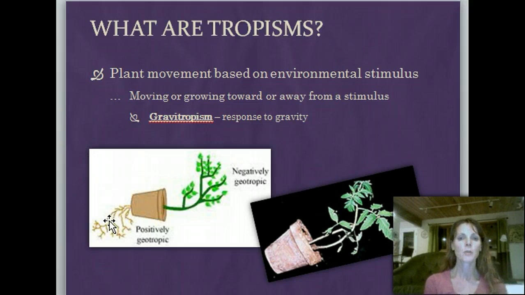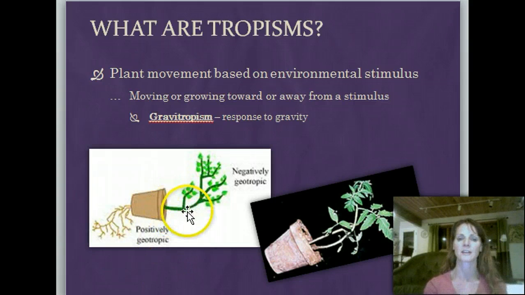But tropisms are plant movements based on an environmental stimulus. So moving or growing toward or away from a stimulus is basically what we're talking about. And there are many different types. This one that we're talking about is gravitropism, the response to gravity.